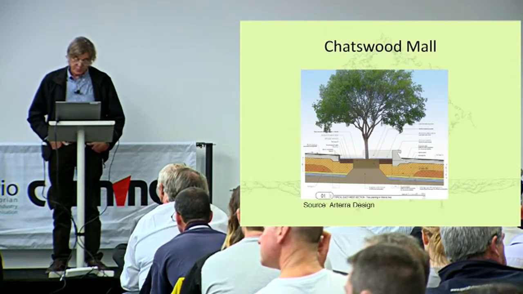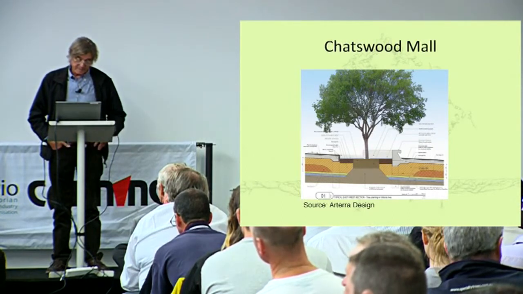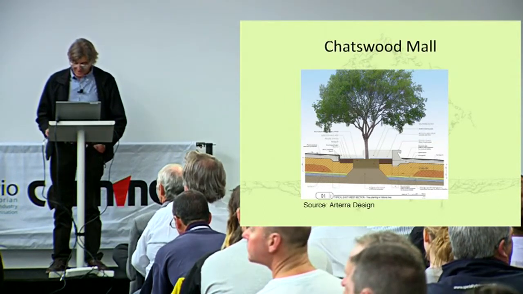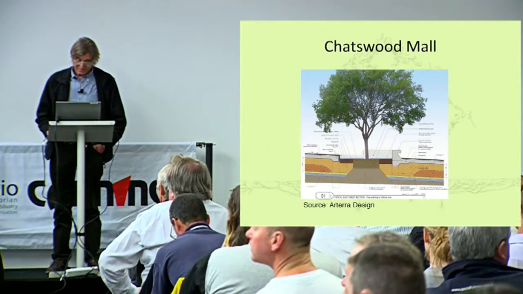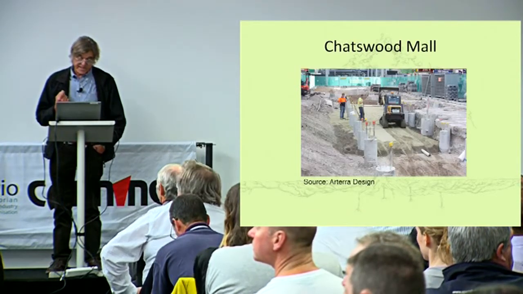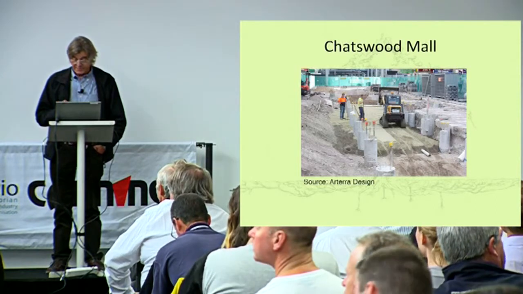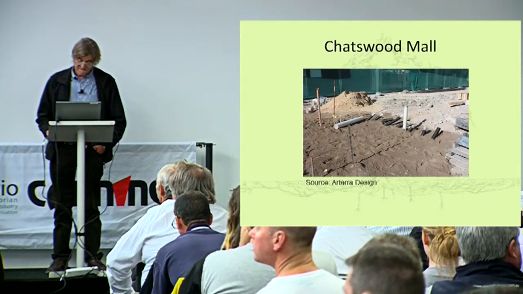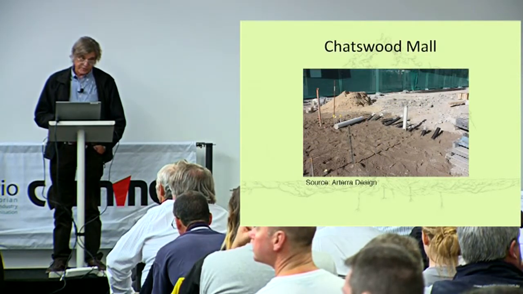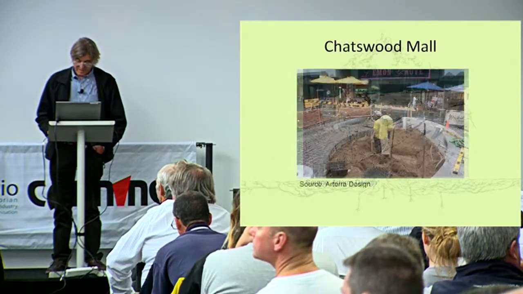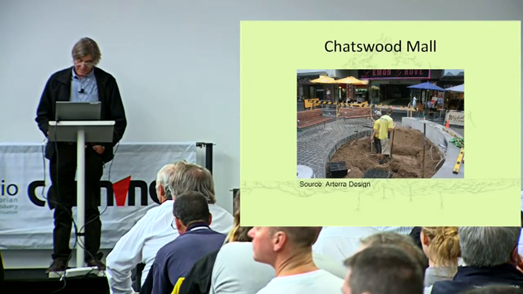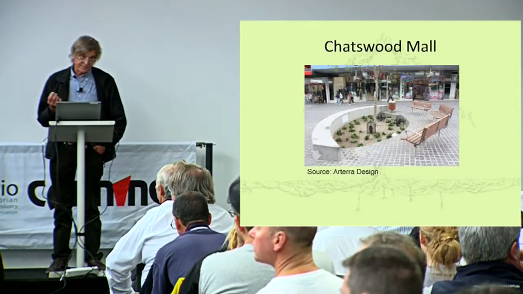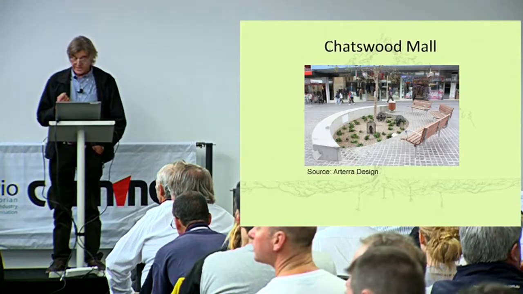Here's an example of Chatswood Mall in Sydney. This was presented at the TREENET conference a couple of years ago by Arteria Design. So they provided a very large underground space with reinforced piers filled with soil, then a slab poured over the top of that, and a tree installed in that space. So they provided a huge rooting volume for those trees.